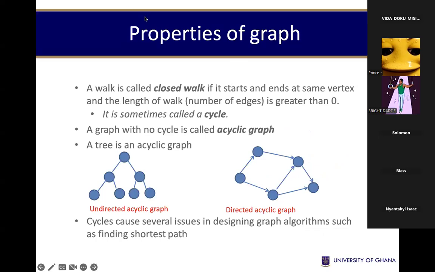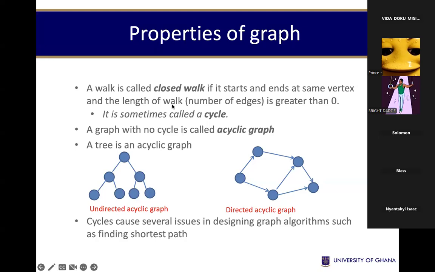Now let's look at a closed walk. A walk is said to be closed if it starts and ends at the same vertex, and the length of the walk, the number of edges, is greater than 0. Which is very simple to understand. Sometimes you can call it a cycle, because with a closed walk, if I start with node A, I should go back and come all the way to that node A.